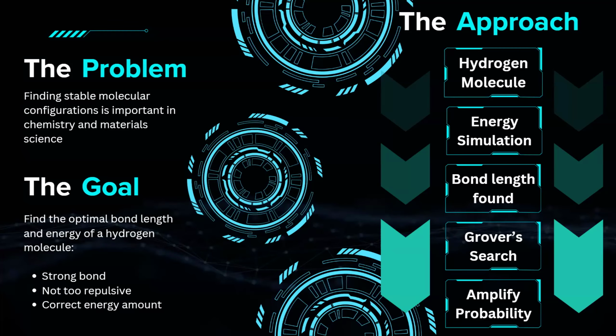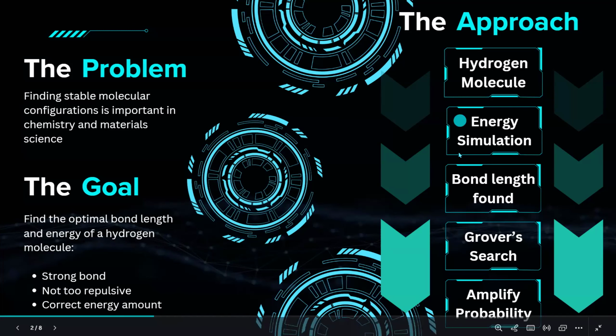And so what this project does is it finds the optimal bond length of a hydrogen molecule. And I will explain this later, but for it to be stable, it has to be a strong bond without being too repulsive, and it also needs to have the correct amount of energy to where it's not too overpowering. And so this was the process that I followed.